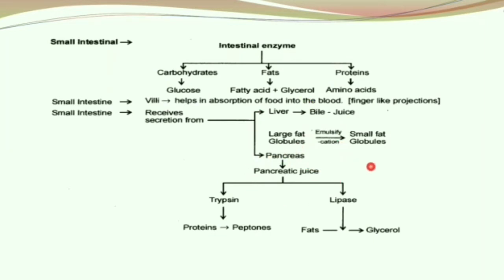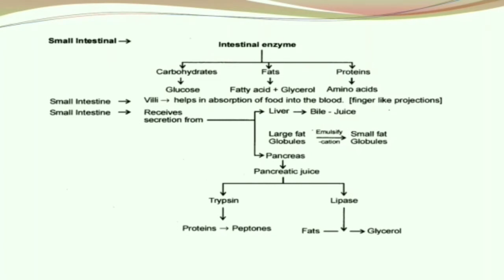Over here, the large fat globules get converted into small fat globules via emulsification. Now the pancreatic juice has trypsin and lipase. Trypsin converts proteins to peptones and lipase converts fats to glycerol.